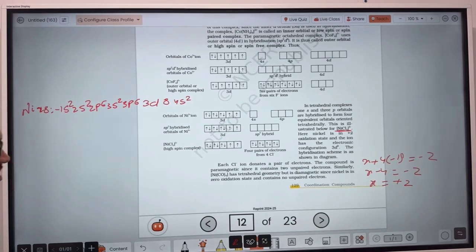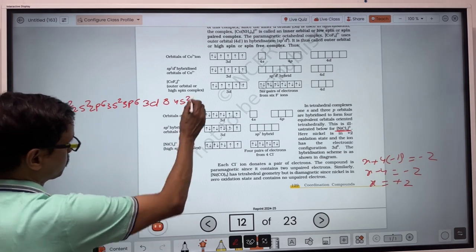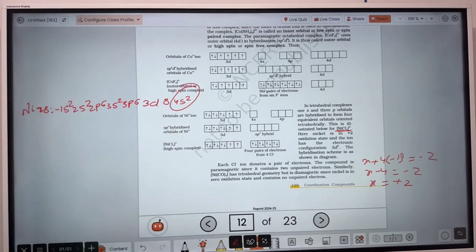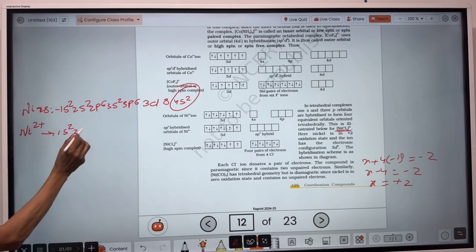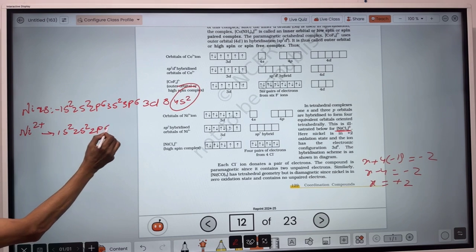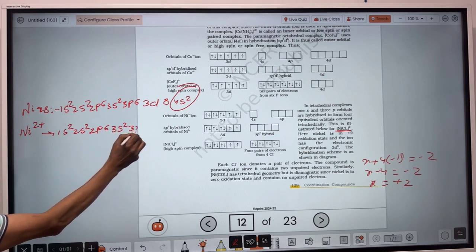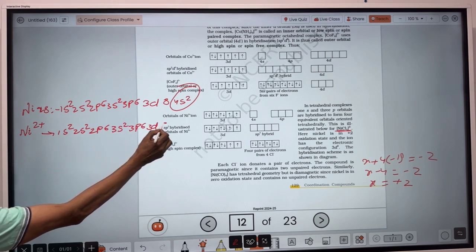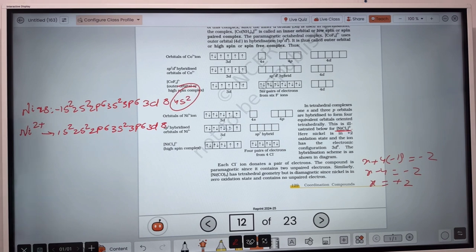So in +2 oxidation state, you will have to consider about their electronic configuration. So 2 electron will release from 4s. So electronic configuration will be of Ni2 plus. That will be this one. Now let's see about the electron in the orbital, d orbital.